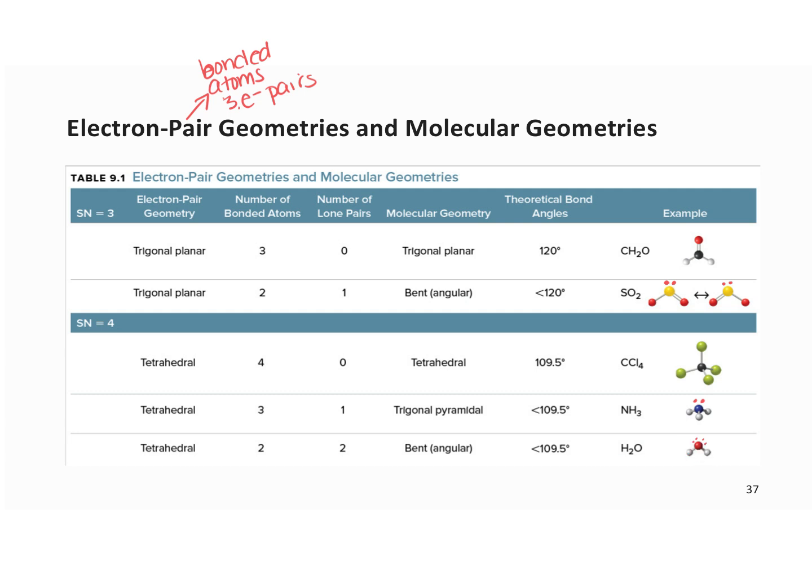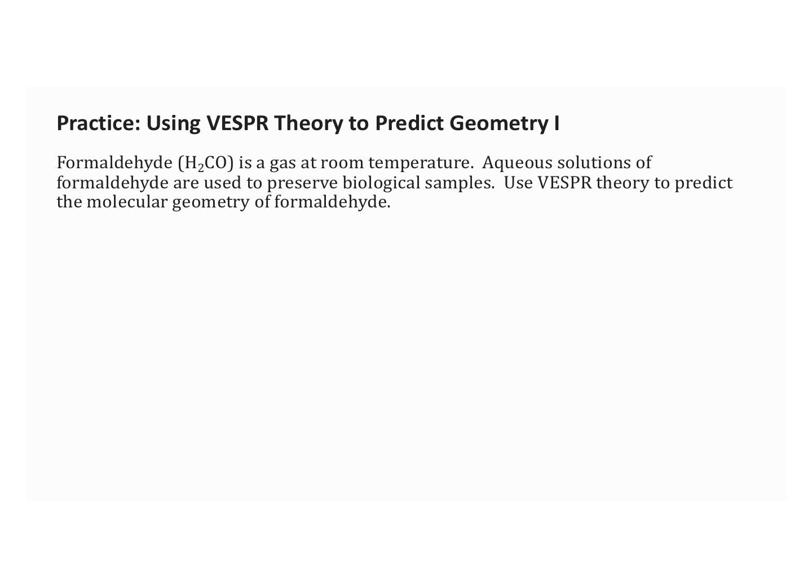So we are going to build some of these in class. You're going to build some in labs. You're going to be able to work on it quite a bit, but I want us to do an example. So we have formaldehyde. It's a gas at room temperature. Aqueous solutions of formaldehyde are used to preserve biological samples. Use VSEPR theory to predict the molecular geometry of formaldehyde.